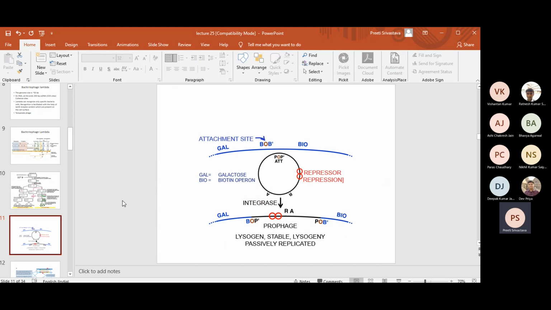Okay, so now the next figure shows how exactly this attachment happens. So this is the typical at site. ATT is at for attachment. What is shown in blue is the bacterial DNA, and what is shown in black is the phage DNA. In the chromosomal DNA, the attachment site is present, flanked by two genes, one for galactose biosynthesis and one for biotin. So gal is for galactose and bio is for biotin.